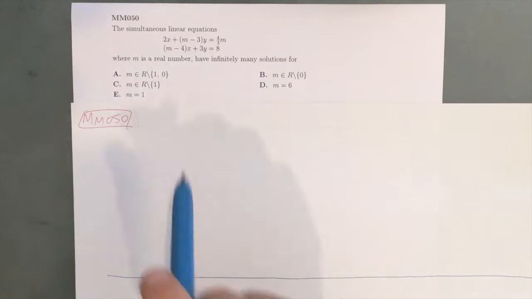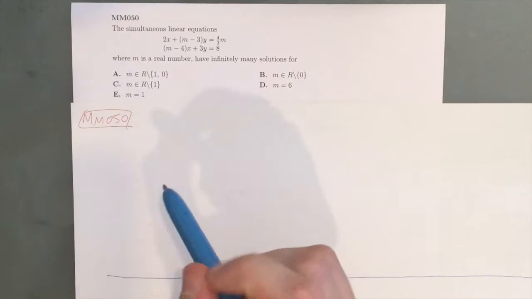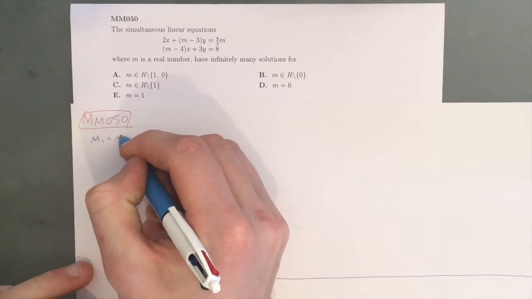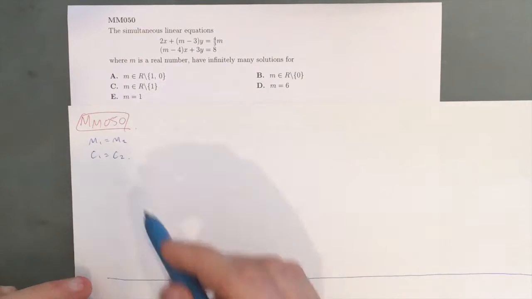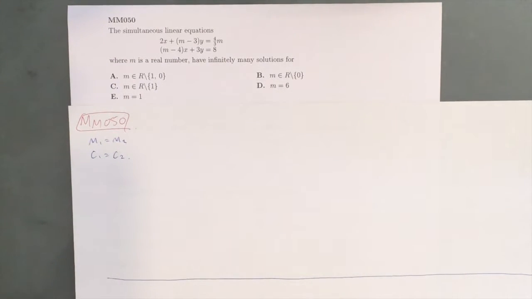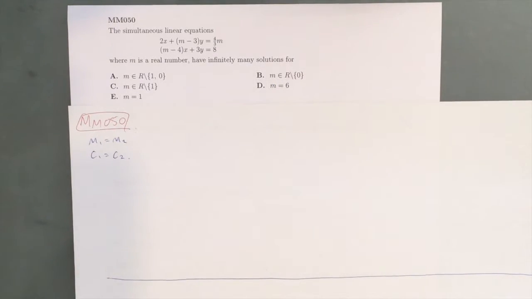Now, infinitely many solutions means that these two graphs will have the same equation, which means that their gradients will be the same and their y-intercept, or their c value, will also be the same. So these are the two prerequisites to find this answer.